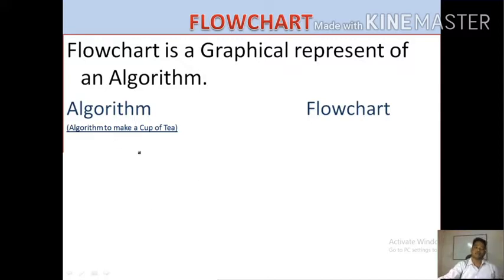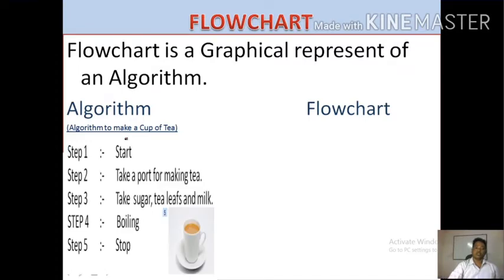Look at the example. Previously, when we were teaching the algorithm, we discussed how to make a cup of tea and what the algorithm for that is. So these are the steps, the algorithm to make a cup of tea: start, take a pot for making tea, take sugar, tea and milk, boil, and stop. These are the sequential steps to make a cup of tea. So this is the algorithm.